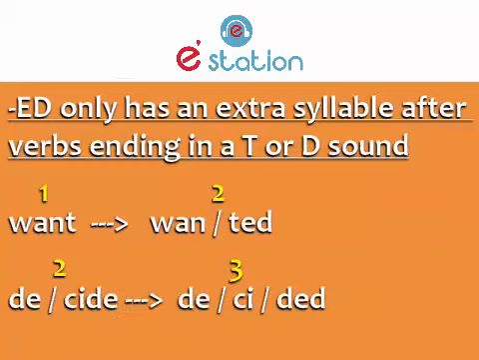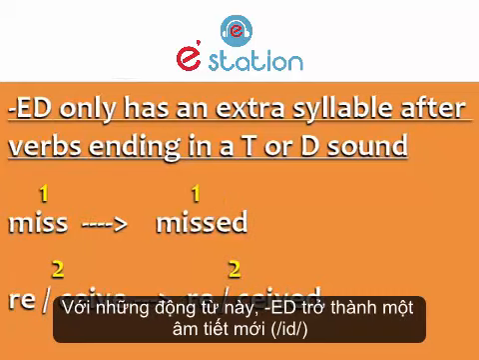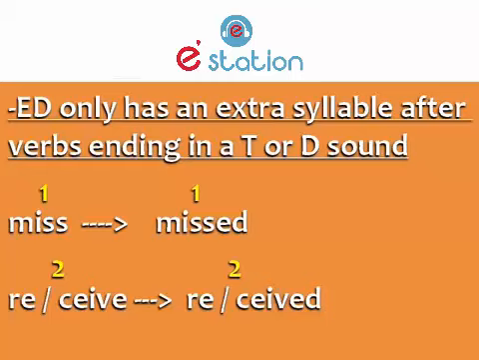Want, wanted, decide, decided. With these verbs, the ed adds an extra syllable. In all other verbs, the ed does not add an extra syllable. Miss, missed, receive, received.